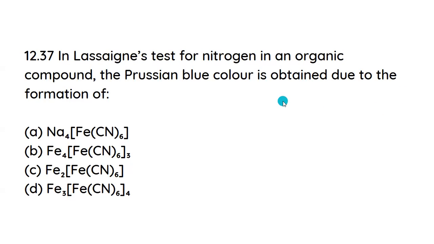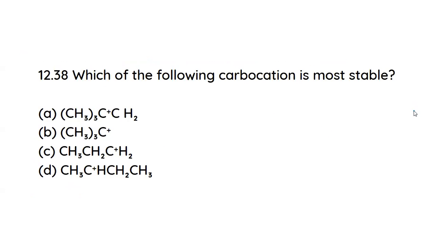The next one, in Lassaigne's test for nitrogen in an organic compound, the Prussian blue color is obtained due to the formation of this particular compound, Fe4[Fe(CN)6]3. We discussed this in the detailed explanation of Lassaigne's test.